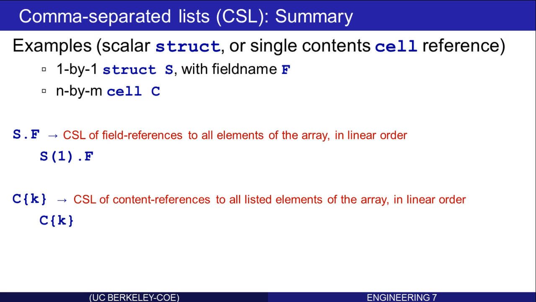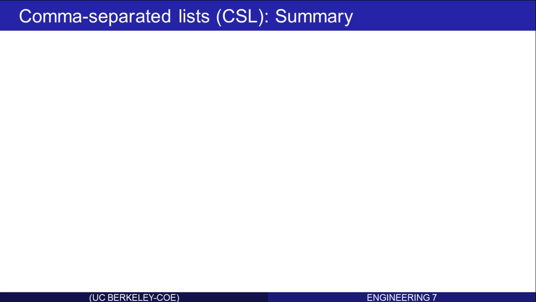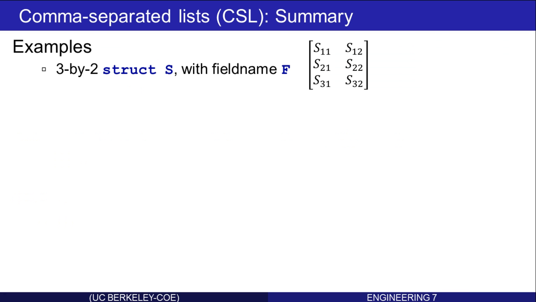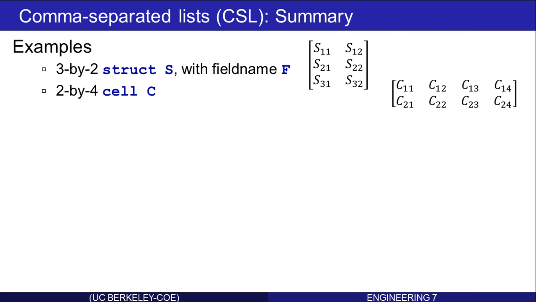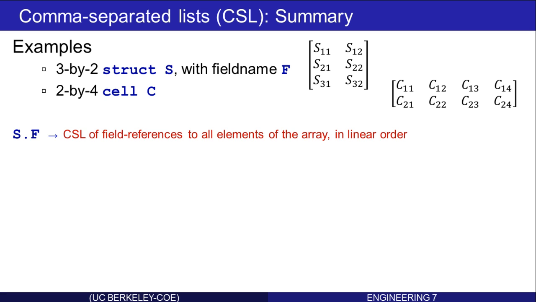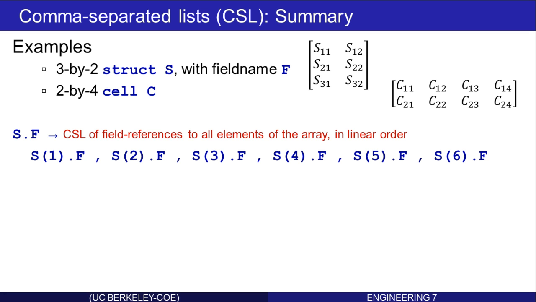Now let's go to the other extreme. A non-scalar struct and an all contents reference to a cell array. Let's start with the struct. Remember, in general, a field reference is a comma-separated list of field references to all elements of the array in linear order. What does this lead to here? There is a comma-separated list of field references to all the elements of the array in linear order.